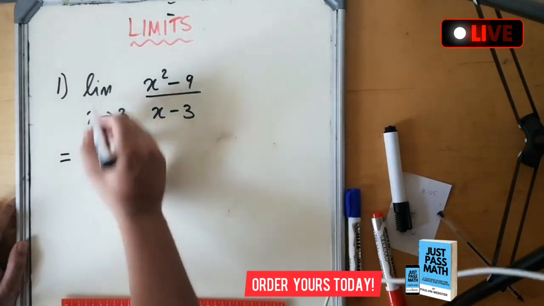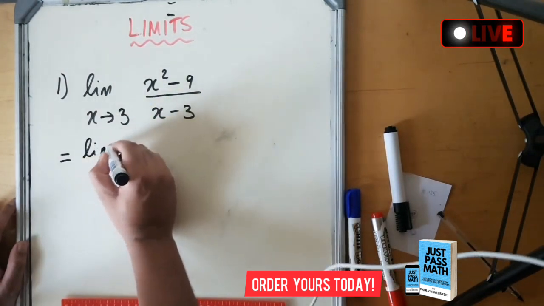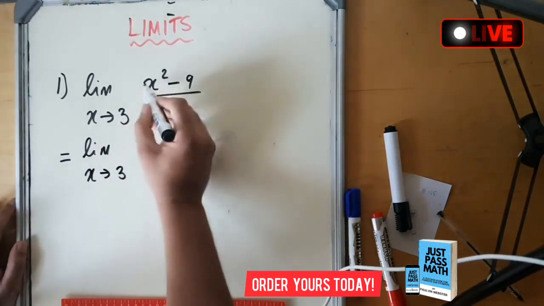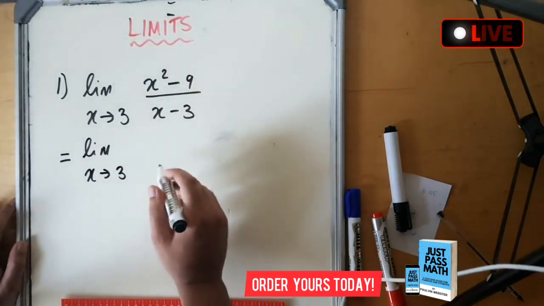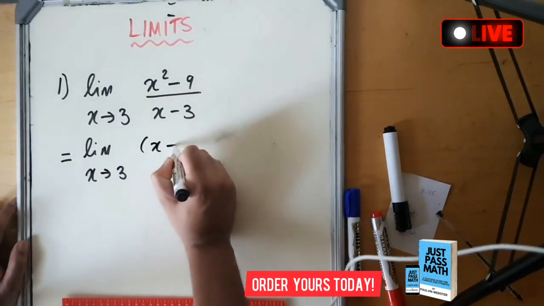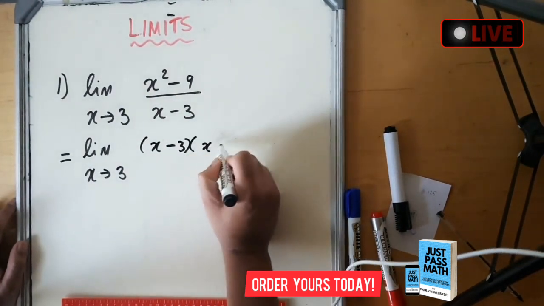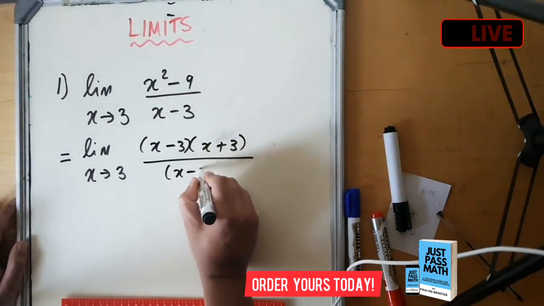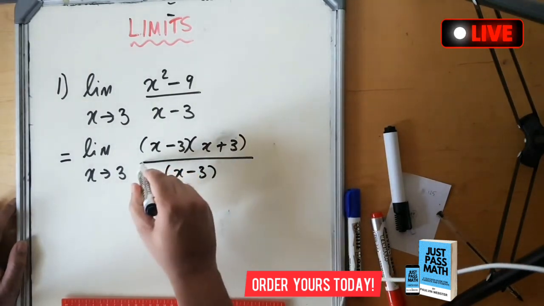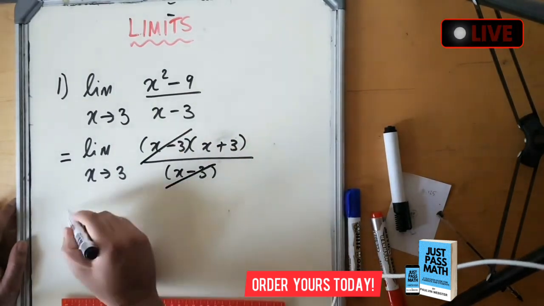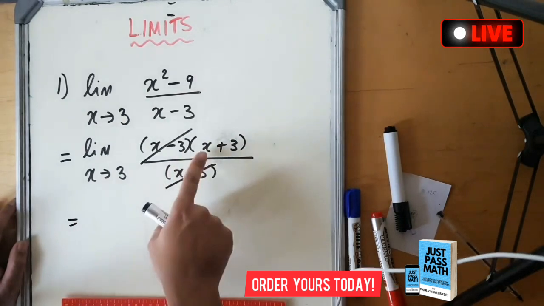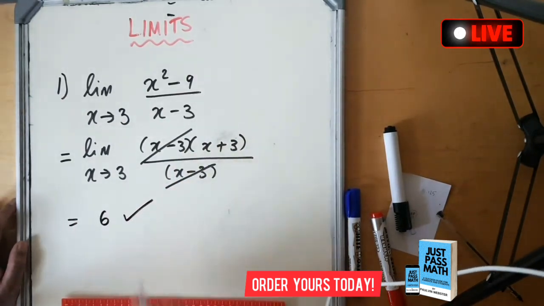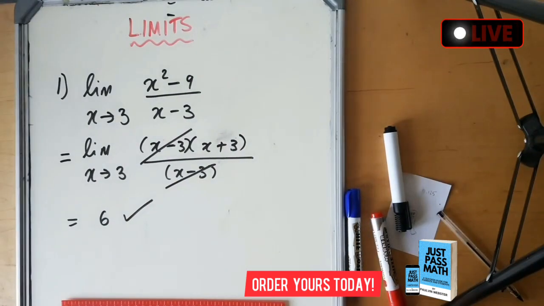So you rewrite this: the limit as x tends towards 3. Like I said, the numerator is the difference between two squares, so it's (x minus 3)(x plus 3), everything over x minus 3. Now you can see this and this cancel. If I substitute 3 in here, I will get 6, and this is your final answer. Let's look at the next one.